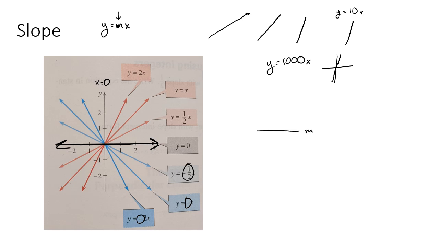So slope of 0 is flat. Positive, tilting upwards. Negative, tilting downwards.